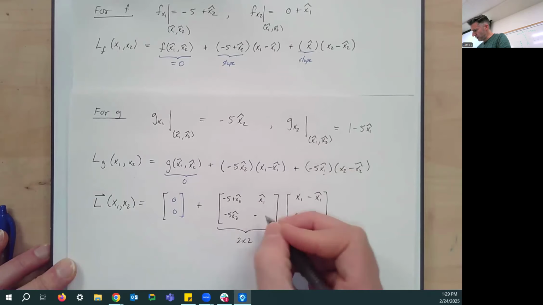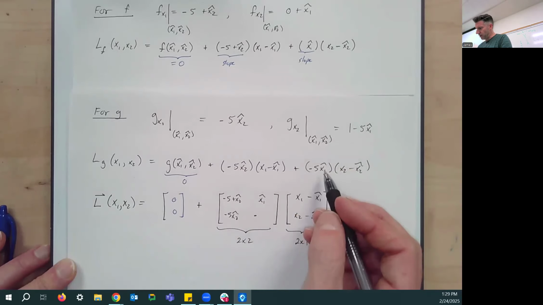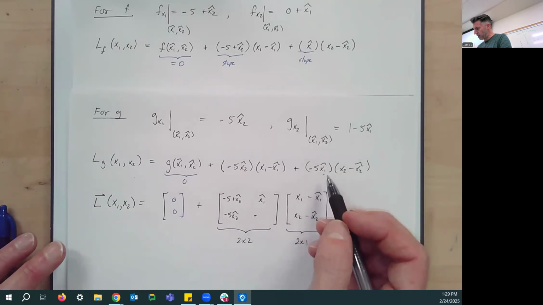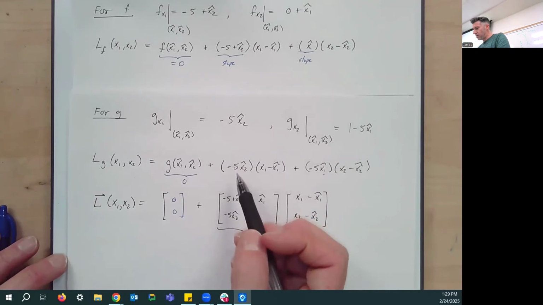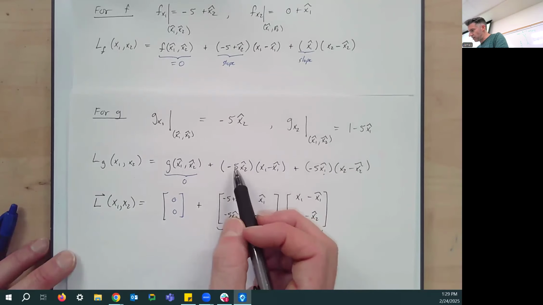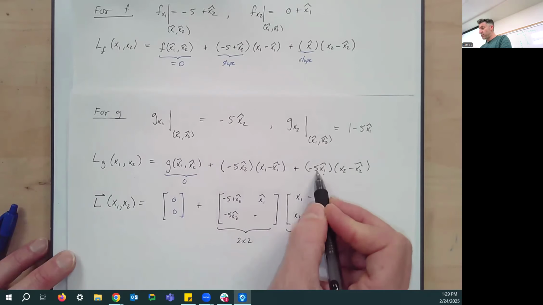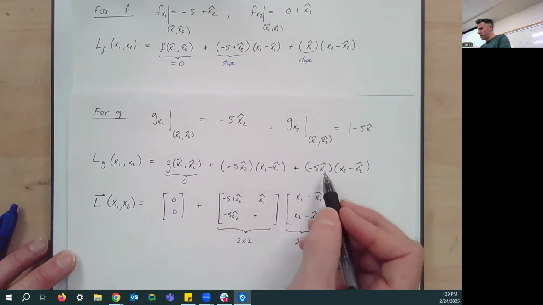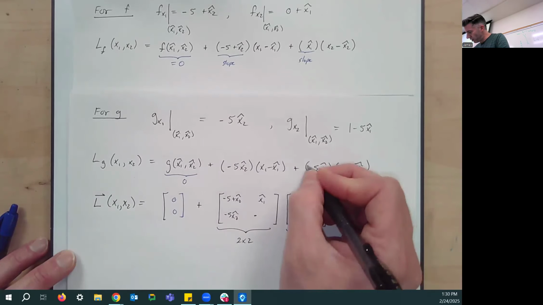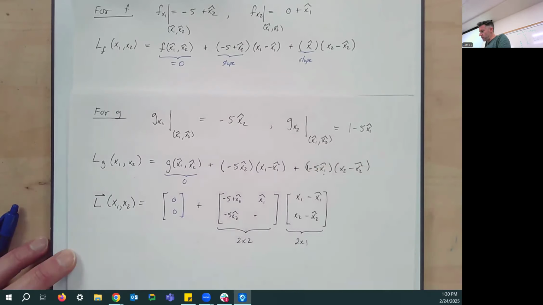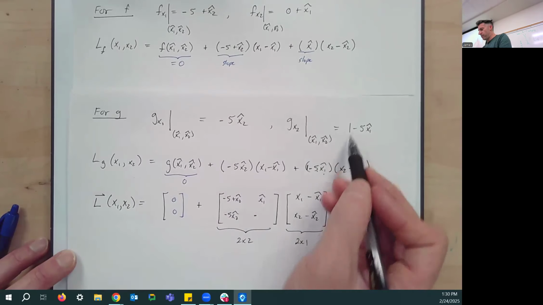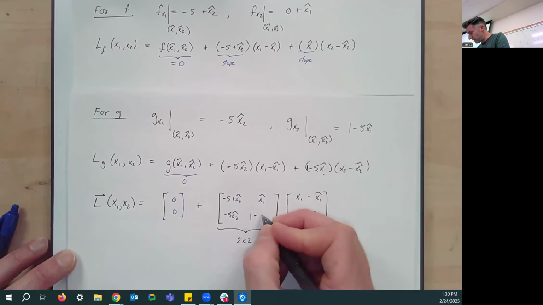I feel like I missed something here. I want to make sure I'm not making a terrible mistake. I did miss something. That should be a 1 minus 5x1 hat. Yeah, sorry, I missed the 1 there. Apologies, which I wrote right there. Sorry about that. A 1 minus 5x1 hat.